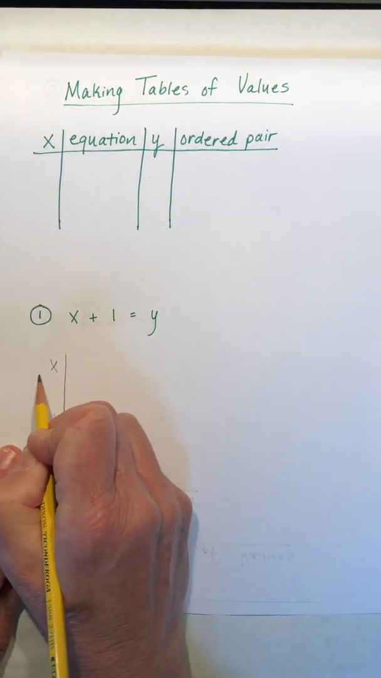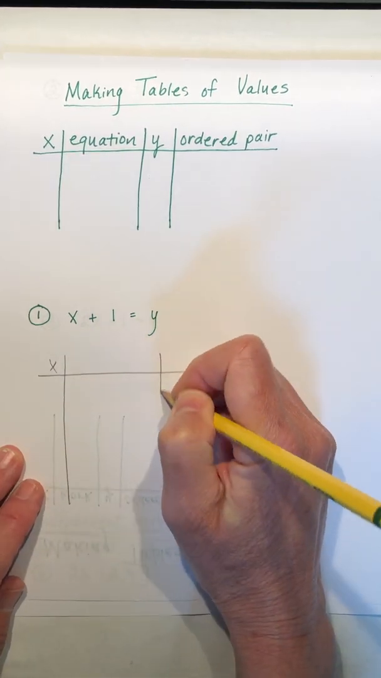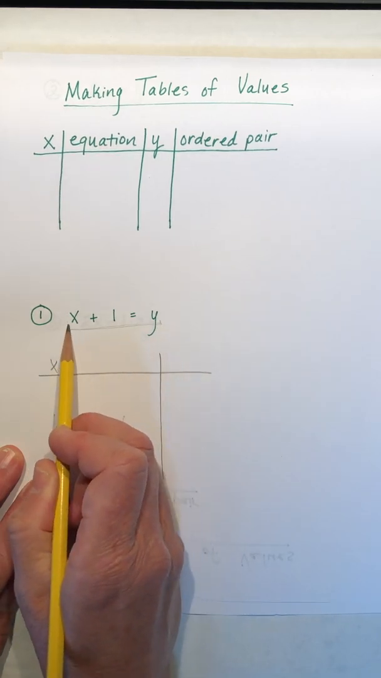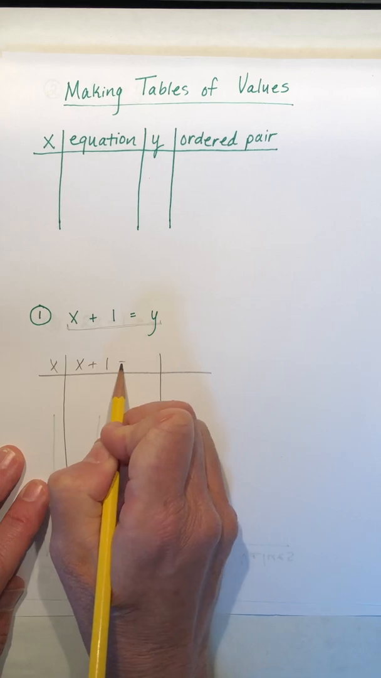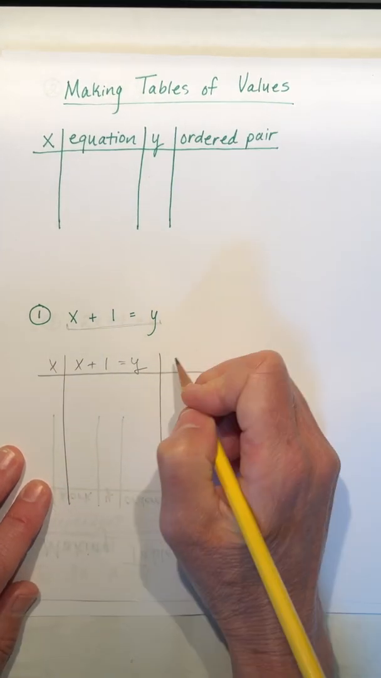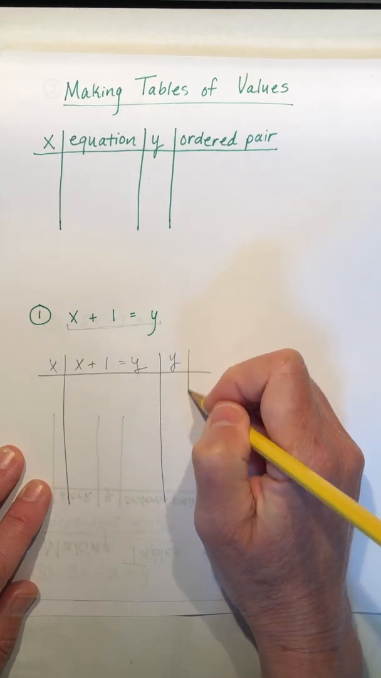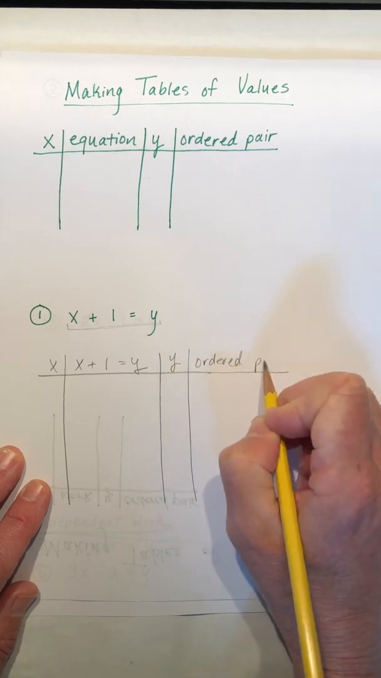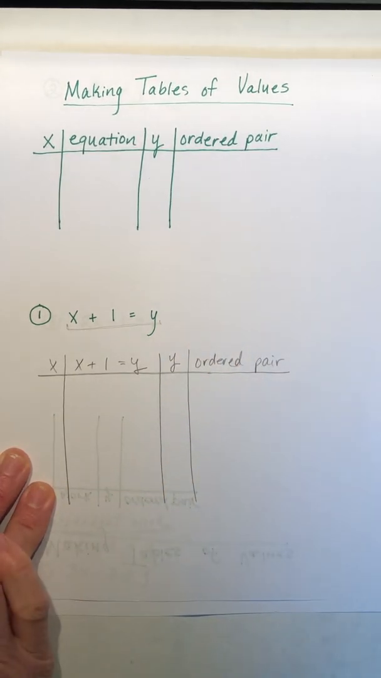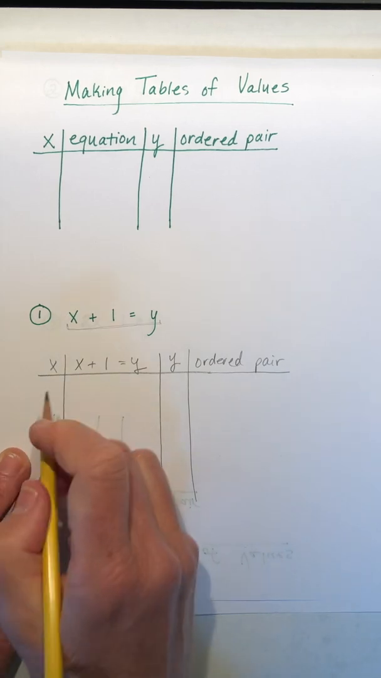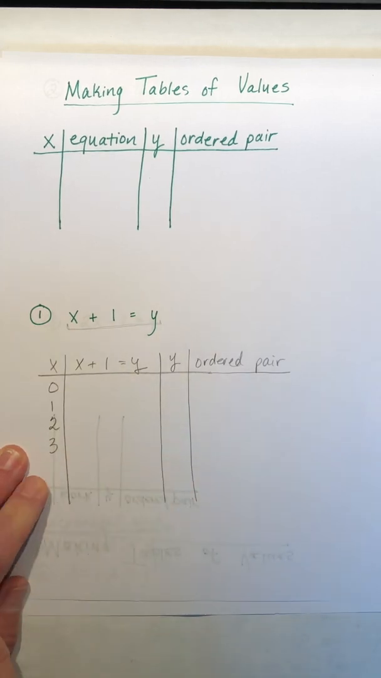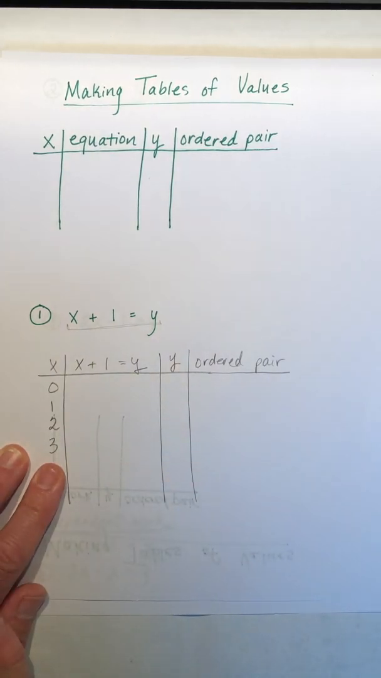Let's see, there'll be x. I'm going to leave a space to show that this right here is my equation, right? So it's x plus 1 equals y. Then I have my y value, and then all the way over to the right, I'll have an ordered pair. All right, just to keep things simple, I'm going to have us work with the values 0, 1, 2, and 3 today. Those are not the usual values that we work with, but I like these for right now.